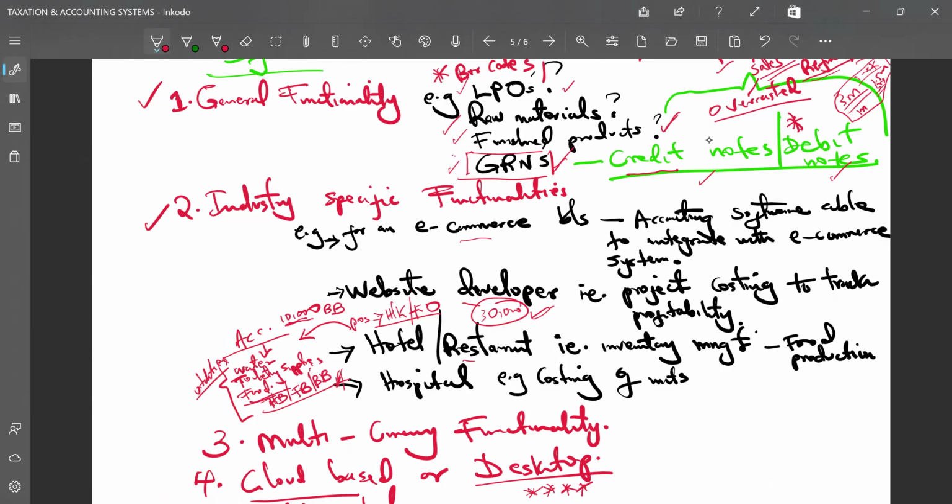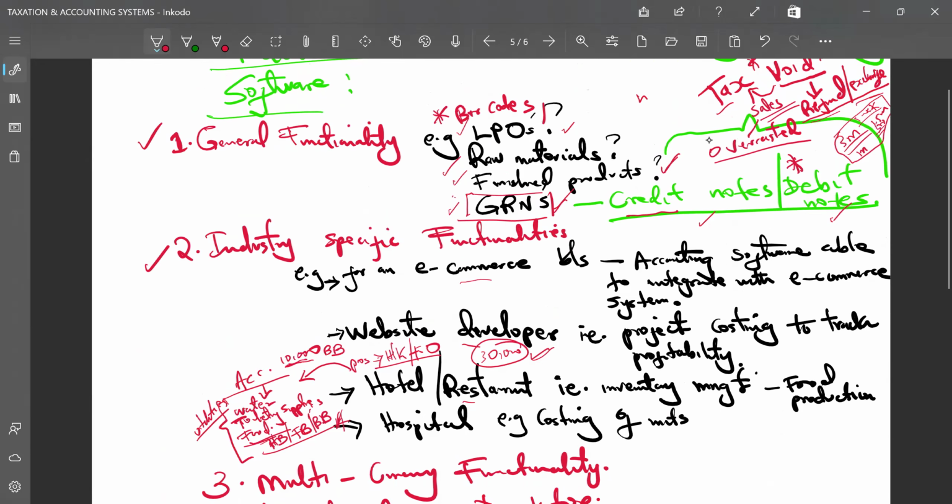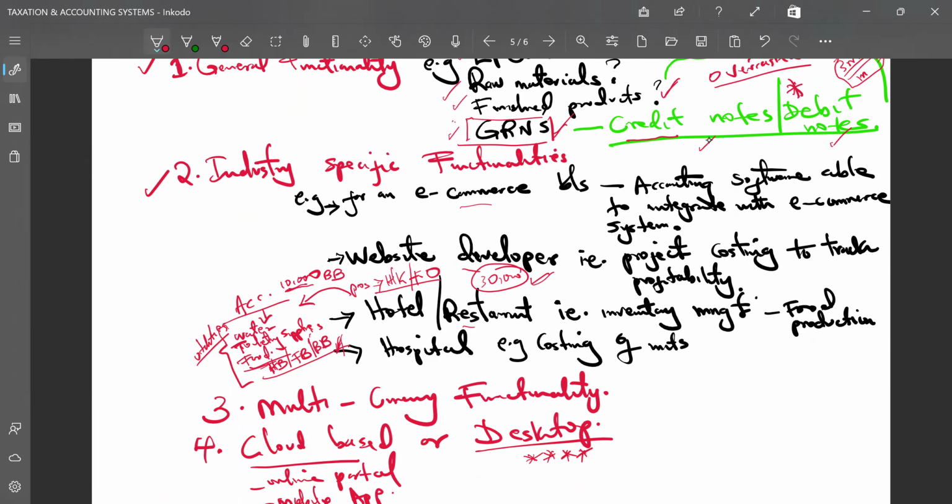This applies to any other industry. If you're running a hospital, you need to look at various aspects of costing. I'm just giving examples here. It is a whole new discussion. I don't want to go too deep into it, but at least I hope you are seeing the challenge. Now, that is industry-specific functionality of an accounting software. So as a business person, that is a second aspect to consider before deciding on an accounting system to put in place to run your business.